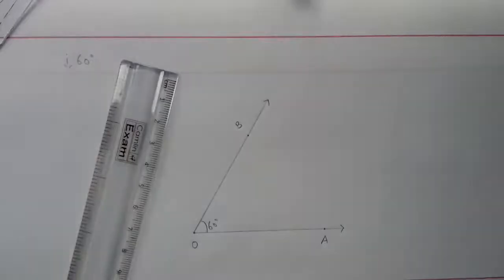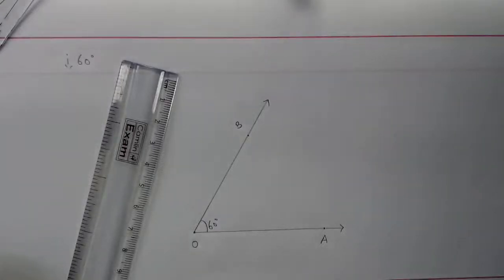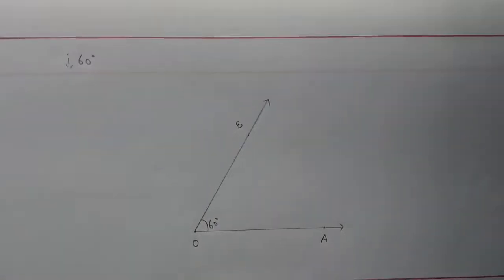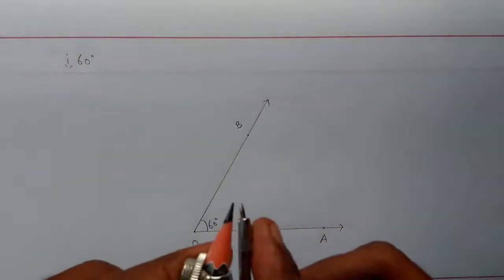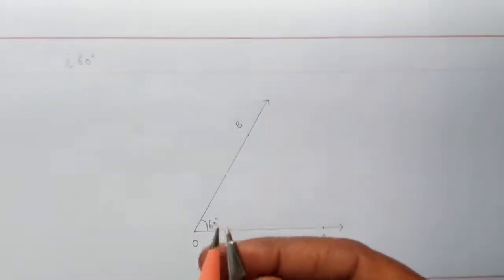So I have drawn an angle. Now I have to bisect it. And the bisector line should not be drawn with our scale. We have to use our compass. That is what is mentioned in our book. Using the compass, we have to draw the bisector. The angle bisector has to be drawn. So take a compass, first sharpening the pencil.